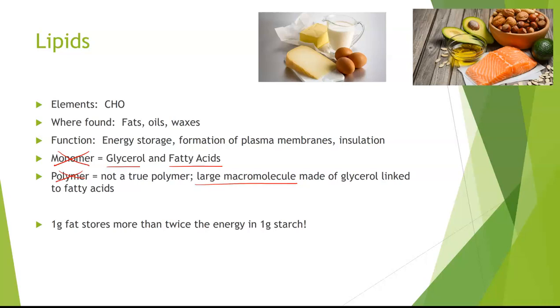And one significant item to note about lipids is that 1 gram of fat stores more than twice the energy in 1 gram of starch, which is a carbohydrate. So generally, lipids provide more energy than carbohydrates do to living things.